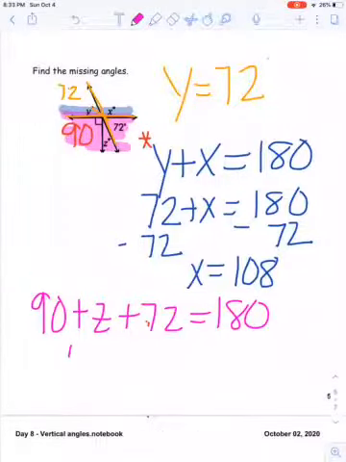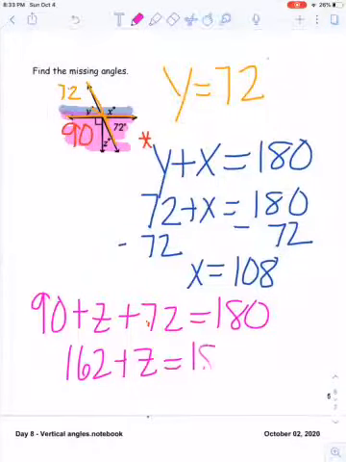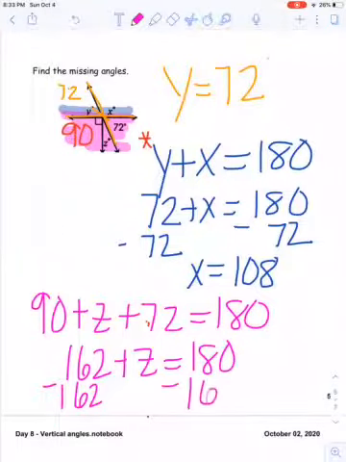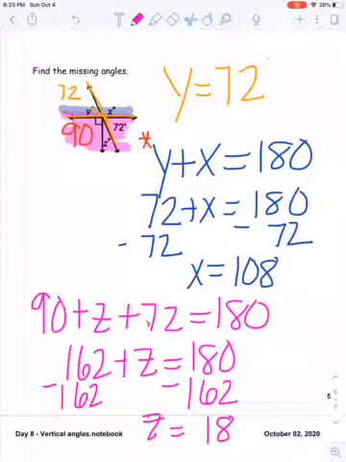So I believe I get 162. And I'm going to subtract 162. And I get z equals 18. Okay? So again, I could have started with my pink and worked backwards. That's fine. I could have started with the 90 and the y and set that equal to something. Or the 90, the z, and a y, because that's what's on.